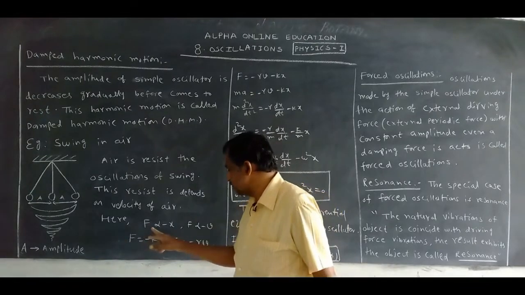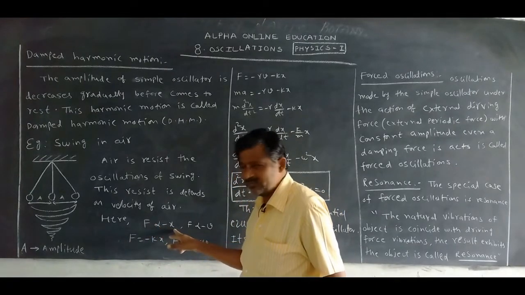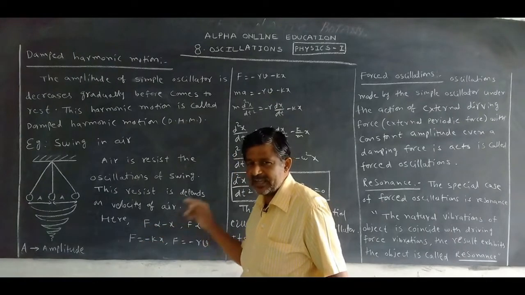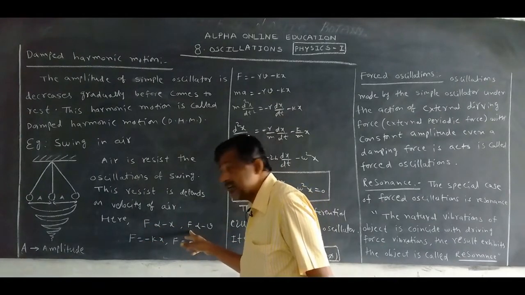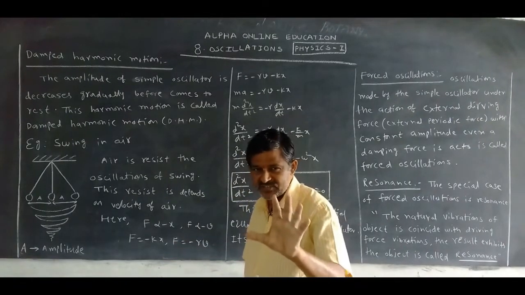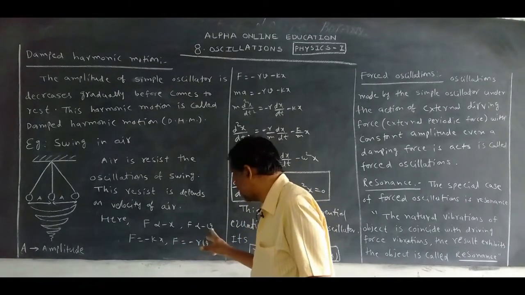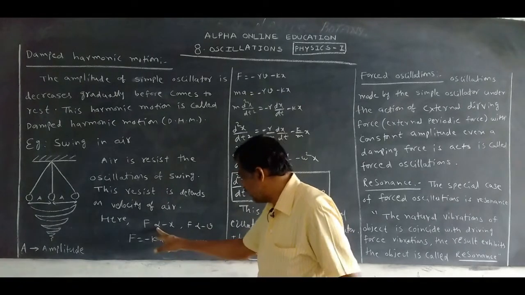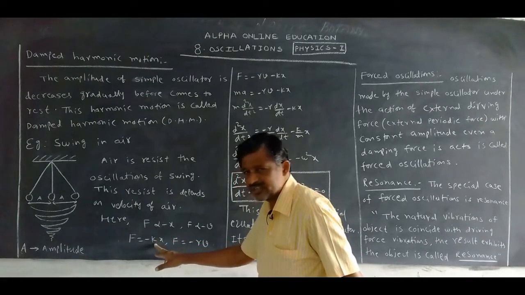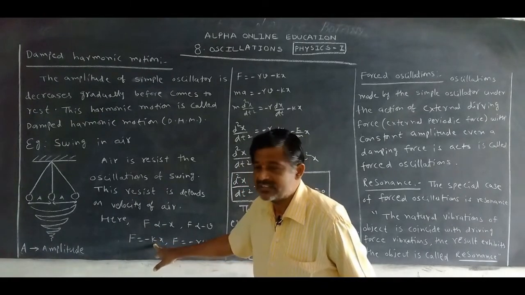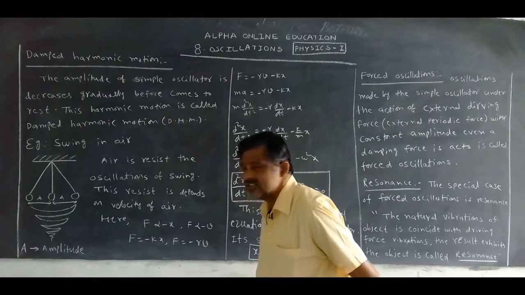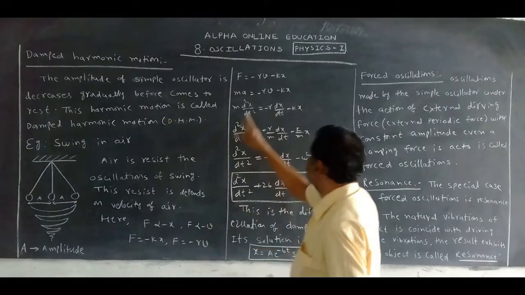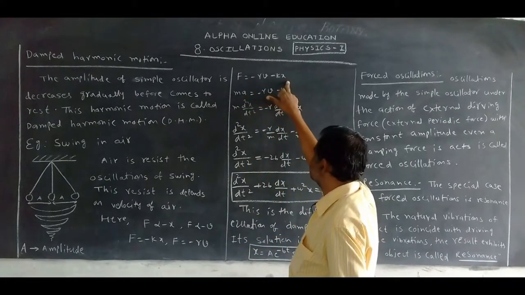Here we know that F is proportional to minus x. The restoring force is proportional to displacement but in the opposite direction. The damping, or resisting, force is proportional to the velocity but in the opposite direction. If we remove the proportionality, we get a constant. This is called the force constant, and here R is called the damping constant for air. Taking these two, F is equal to minus RV minus Kx.